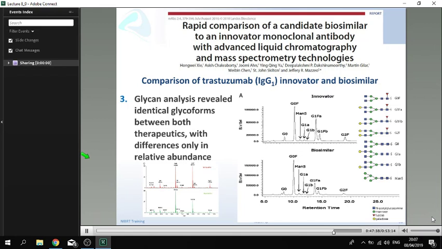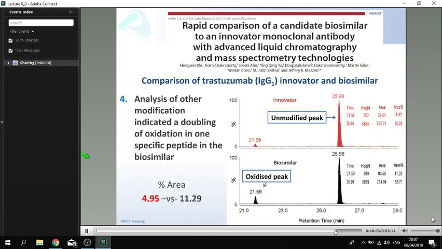So if you compare the innovator on top and the biosimilar, you can see that we have all the same peaks in the same position. That means that all the same sugars are present, and the sugars are listed there on the right. But there was just a slight difference in their abundance. For example, there was a bit more of G1FA in the innovator than in the biosimilar. You can see that by the size of the peak.